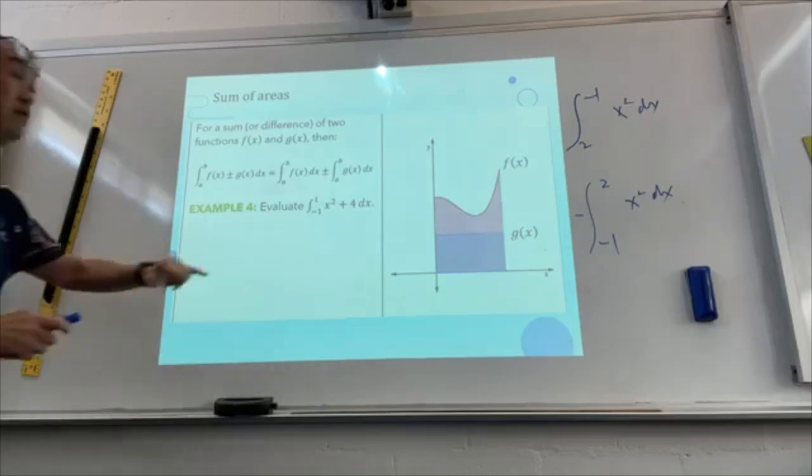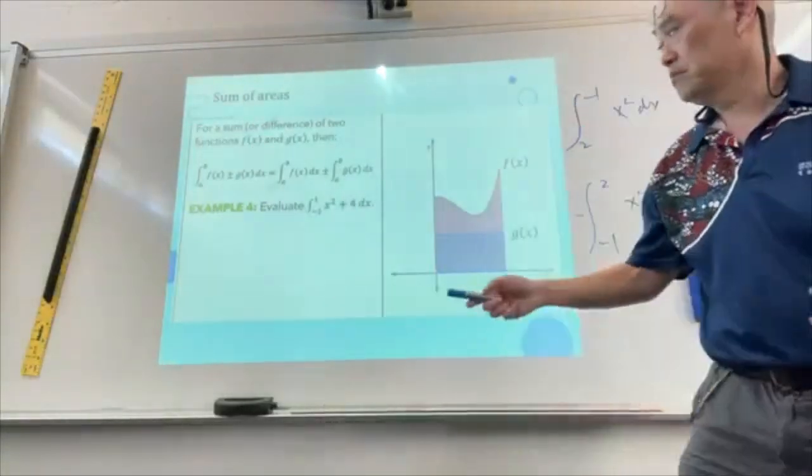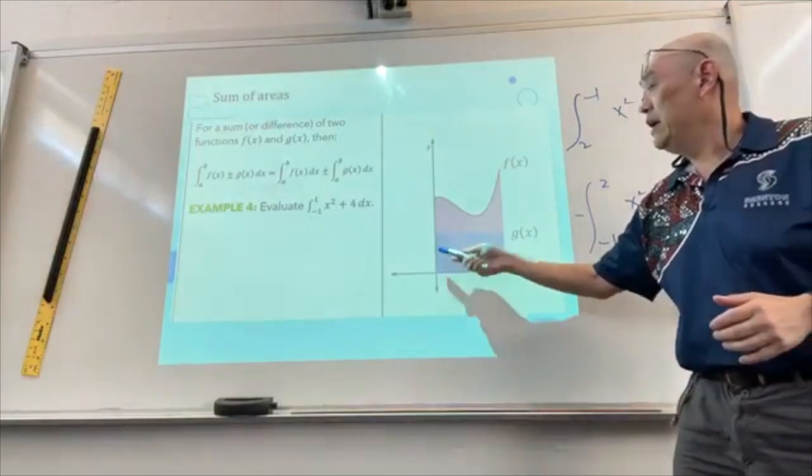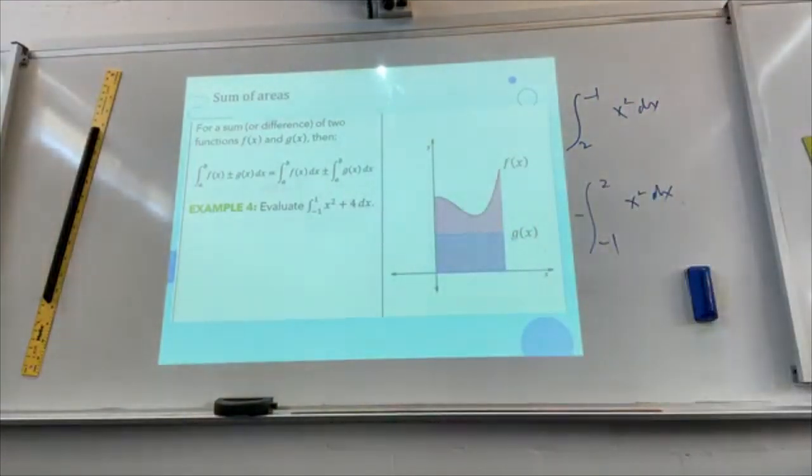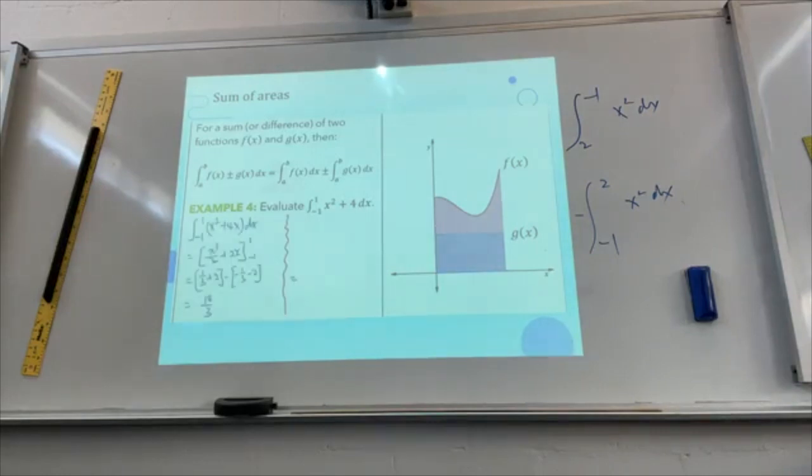So g(x) could be linear, it could be something else. It really doesn't matter. In this case, where I'm showing you g(x) is just 4. So if you integrate 4, it's actually 4x, correct? Yeah? So you should get the same answer.